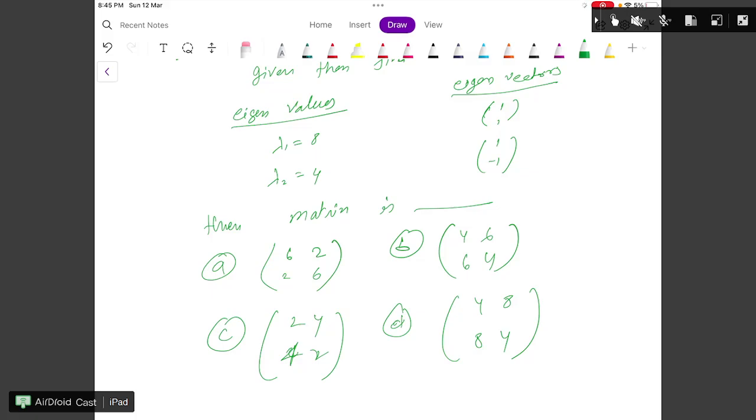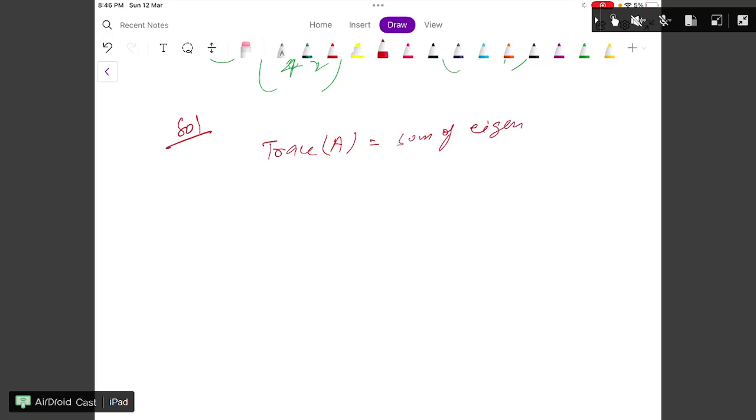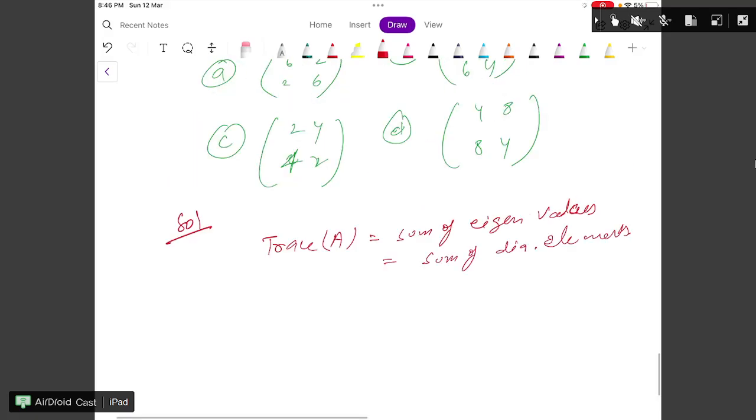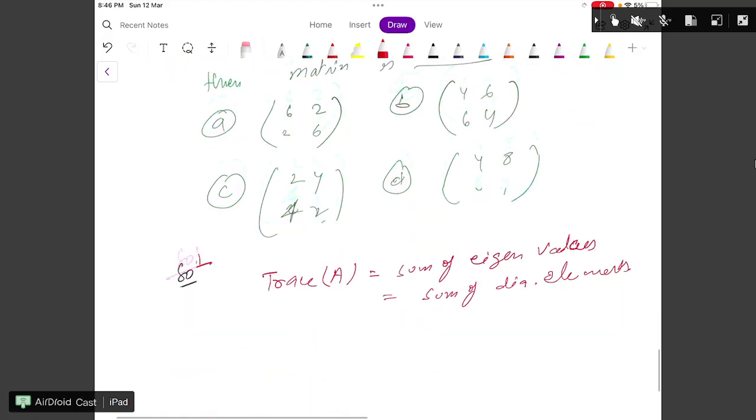So how will I solve? We all know the property of the eigenvalues and eigenvectors. We know that the trace of A, the sum of the diagonal elements, will be equal to the sum of eigenvalues. So the trace will be equal to the sum of eigenvalues.